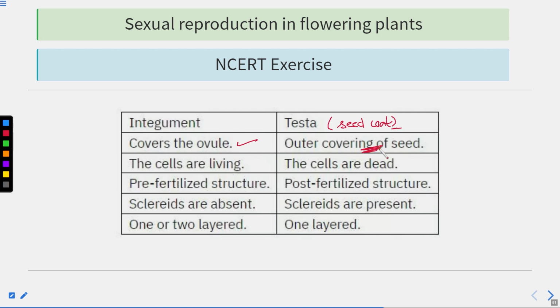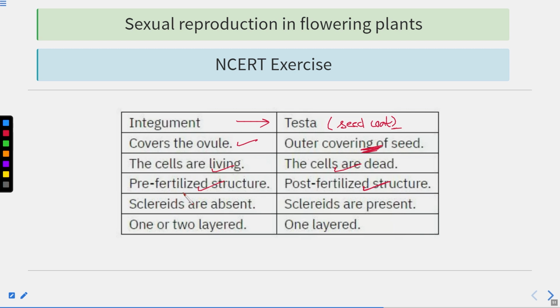So, it is the outer covering of the seed, testa, and integuments which are present in the ovule, these get transformed into the testa. Now, integument, the cells are living, whereas the testa, the cells are dead. Integument is the pre-fertilized structure. Okay, it is formed before the fertilization event is happening, whereas after fertilization, the integuments get transformed into the testa. So, testa is a post-fertilization structure, means after the fertilization.